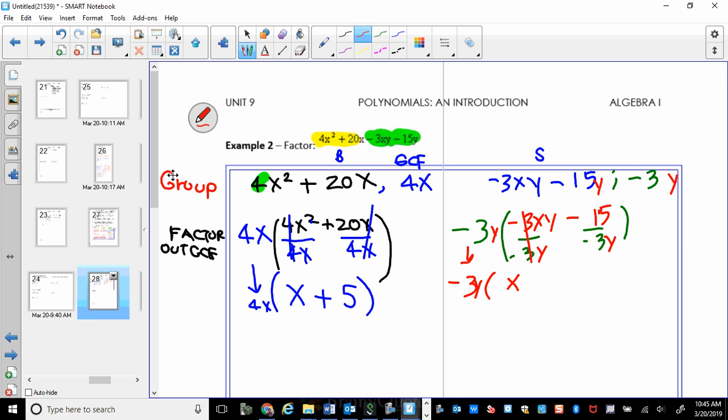Okay, what's negative 15 divided by negative 3? Plus 5. What happens to my y's?